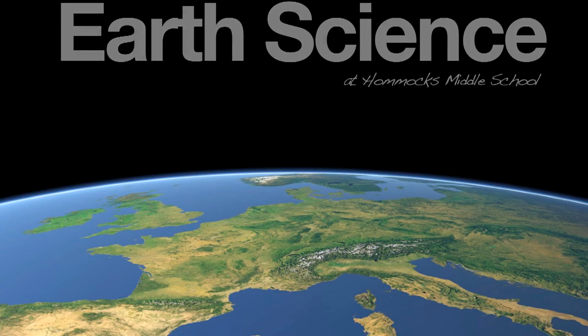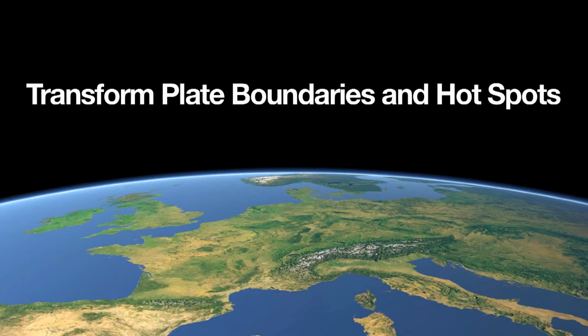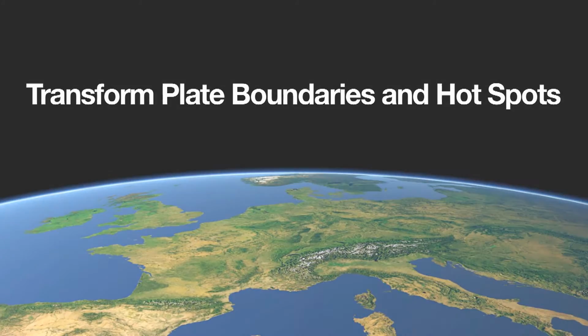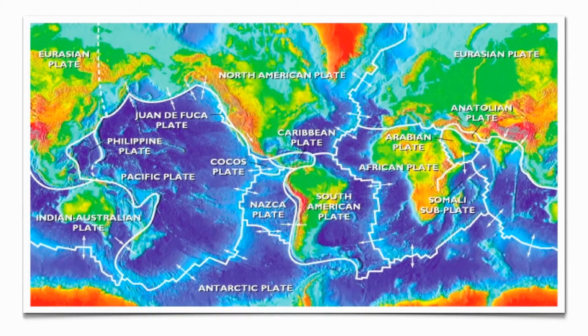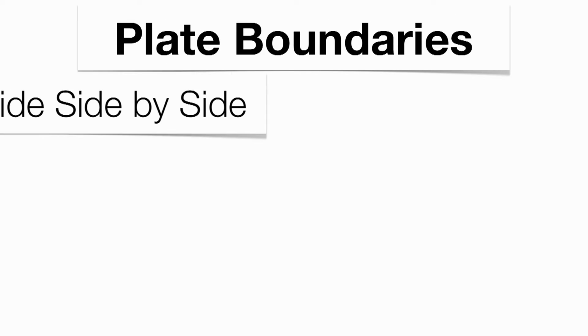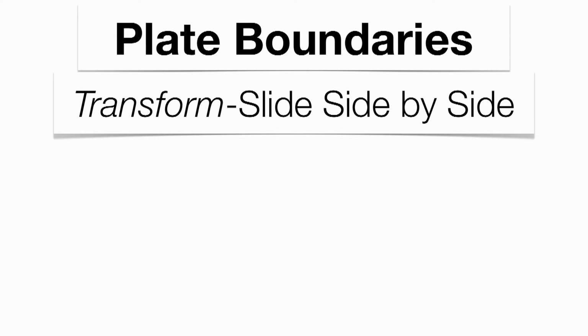Today we're going to be talking about transform plate boundaries and hotspots. The most prominent transform plate boundary we have on the planet is right here in the United States, right in California. That's going to be the San Andreas Fault. Transform plate boundary just means when two plates slide side by side next to each other, traveling in opposite directions.